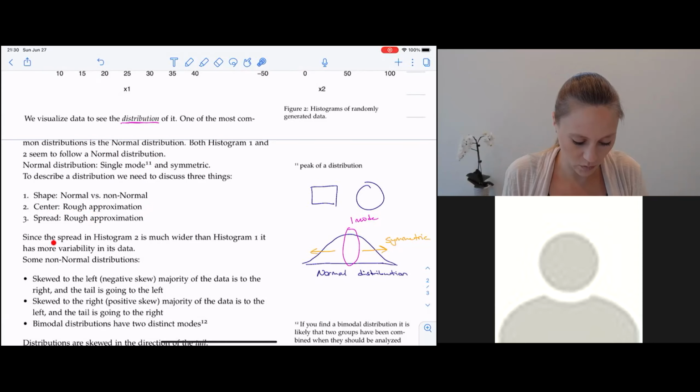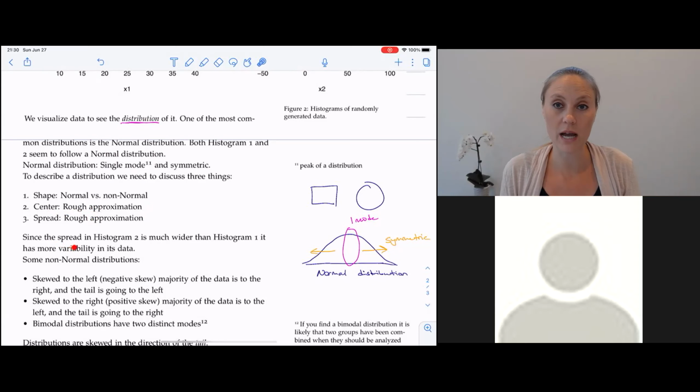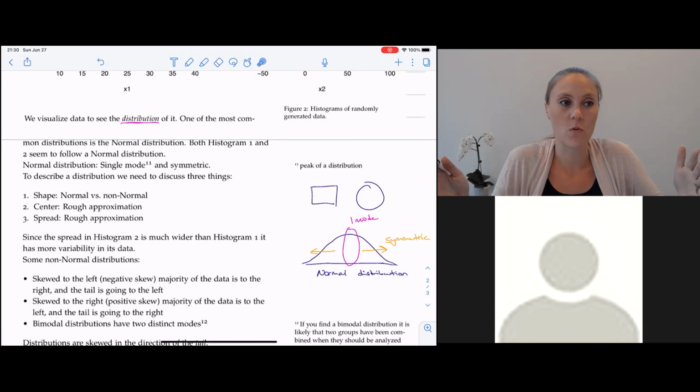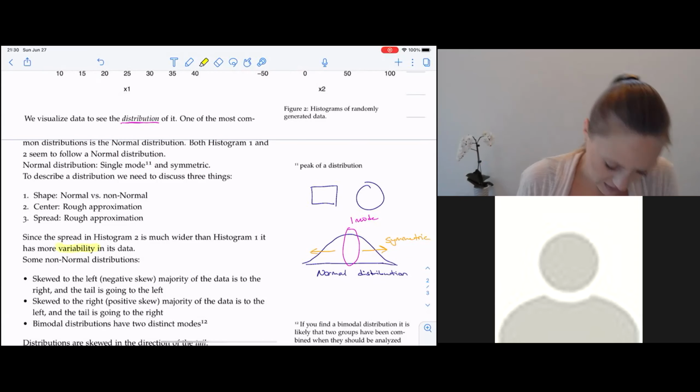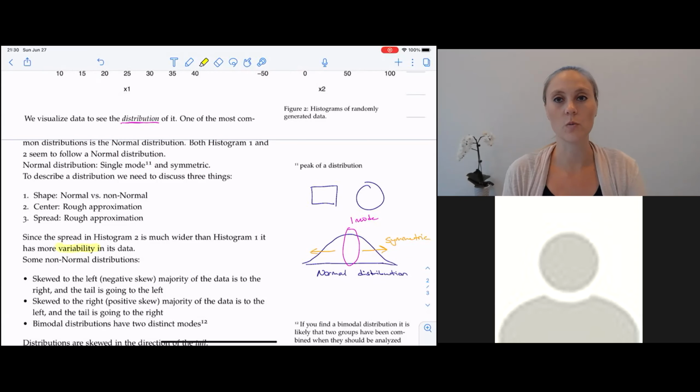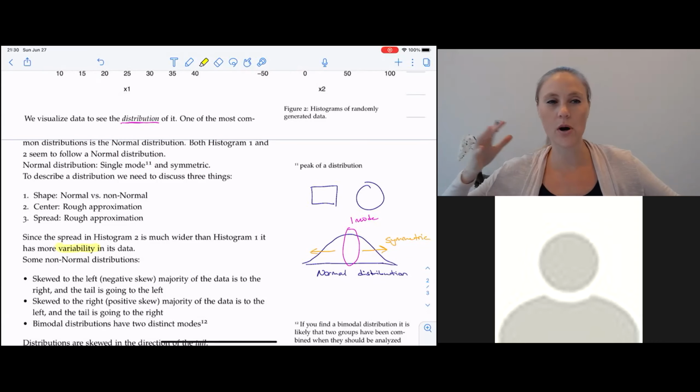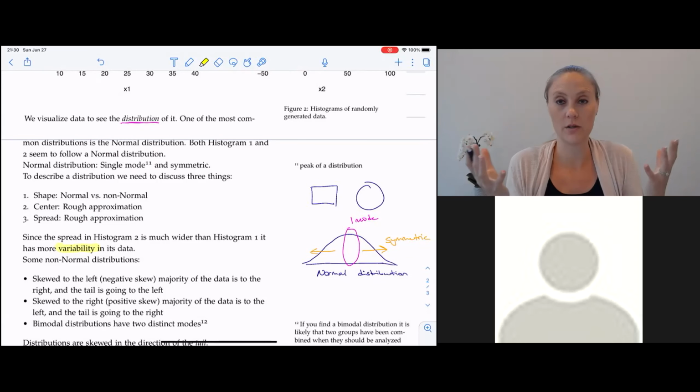So what we saw is that the spread in histogram 2, from -50 to 100, I think it was, is much wider than histogram 1. So what we say is it has more variability in its data. Okay, so we're expecting a broader range of values.